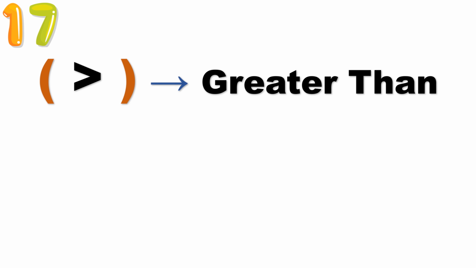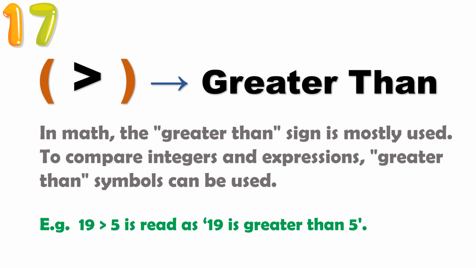Greater than. In math, the greater than sign is mostly used to compare integers and expressions. For example, 19 > 5 is read as 19 is greater than 5.